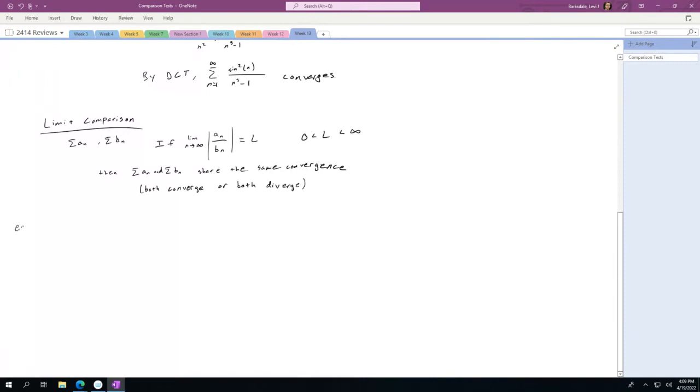So let's do an example. Suppose we have a really unpleasant looking series: the sum from 1 to infinity of (n squared plus 2n minus 1) all over (n to the 4th plus 3n cubed minus 2). Well, I'm going to define a second sum, and I'm going to make my b sub n just be equal to the largest term on top and the largest term on bottom.